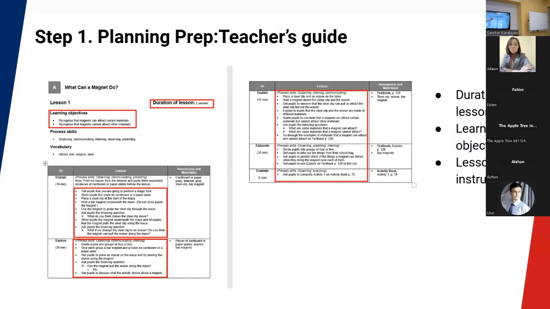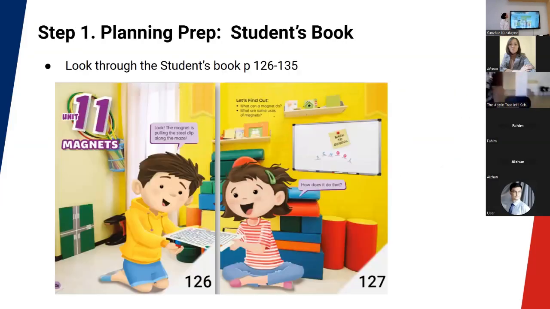Also, we have to look at the duration of the lesson. All these procedures are supposed to take place in 2 academic hours. Learning objectives, of course, and the procedure. We have to thoroughly read every step that they propose to us. Yes, lesson instructions, there are some questions, what to do, suggestions for activities. So this is about the teacher's guide.